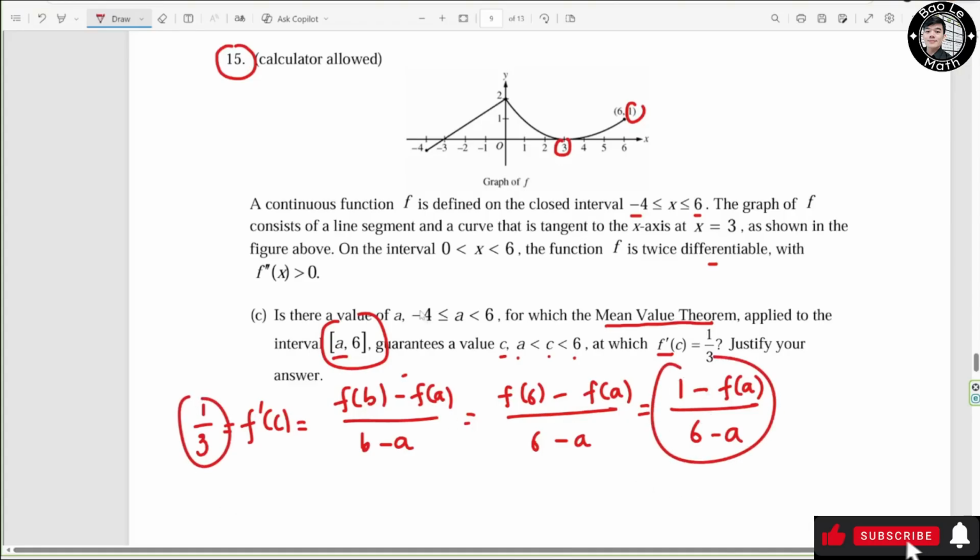So we can check values within this interval. I'm going to check a equals 3 first. I substitute over here: 1 minus f of 3, which equals 0, so 1 minus 0 over 6 minus 3, and it's going to be 1/3. So this one is exactly this one, right? So we can conclude that a equals 3.